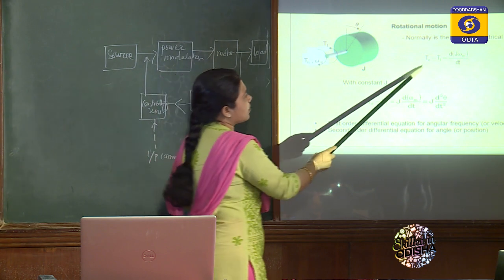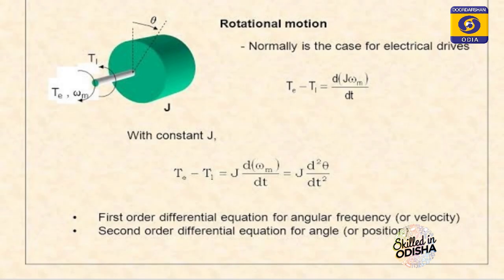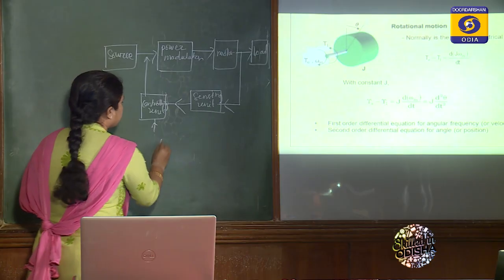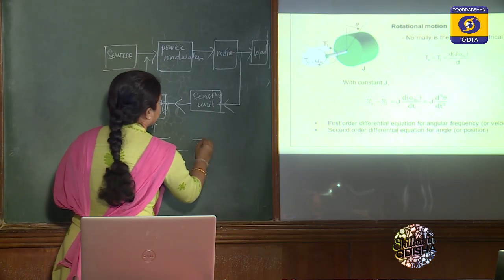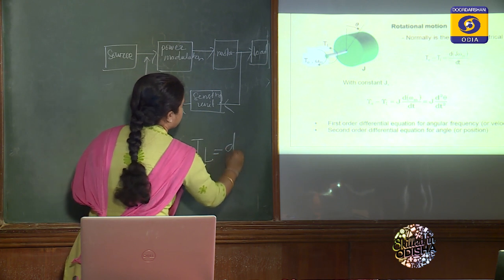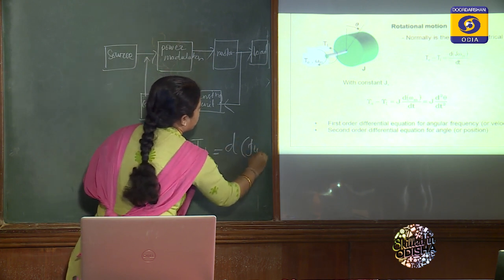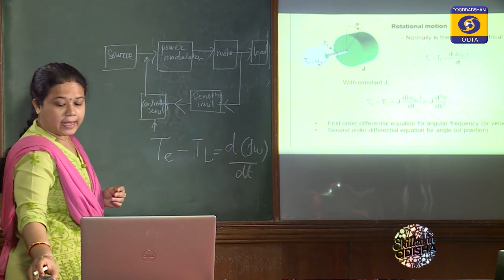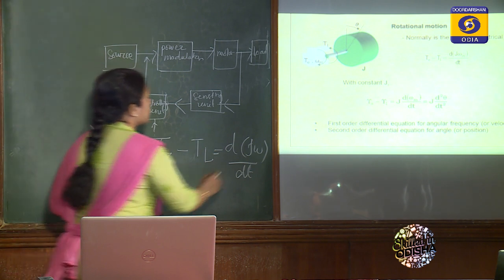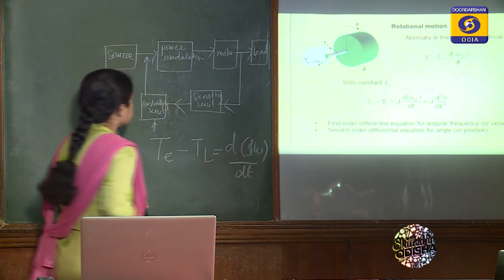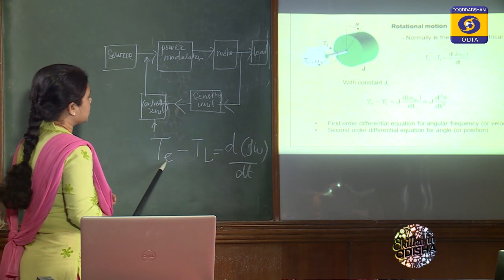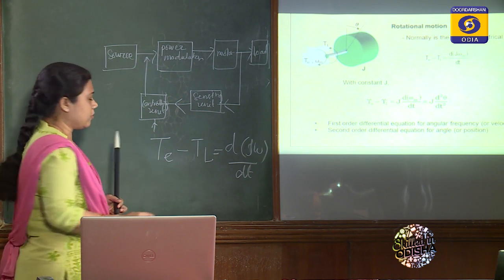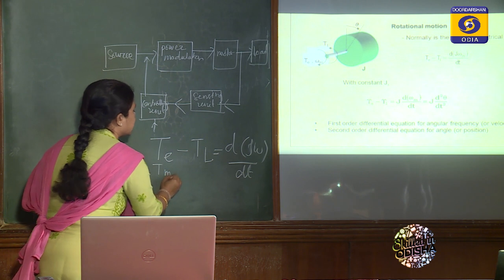And normally what happens? The equation is TE minus TL is equal to J d omega by dt. This one is our angular speed, this one is our load torque, and this one is our motor torque. Here we can also write it as Tm.